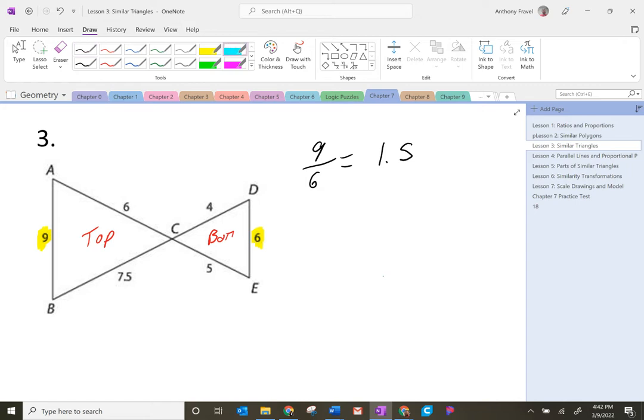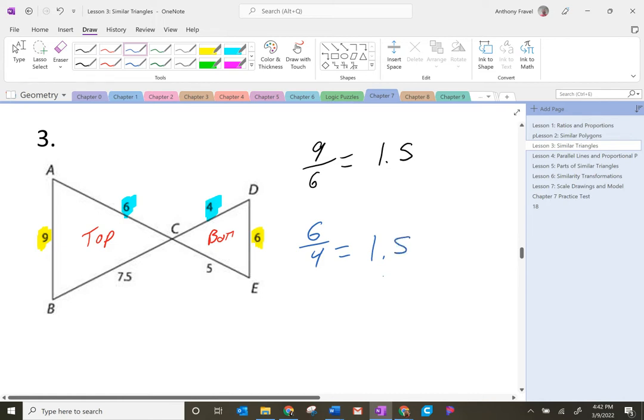I'm going to look at my smallest number now. My smallest number is 6. And then my next smallest number is a 4. So I'll set it up this way. 6 over 4. 6 divided by 4, put it in my calculator. I come up with 1.5.